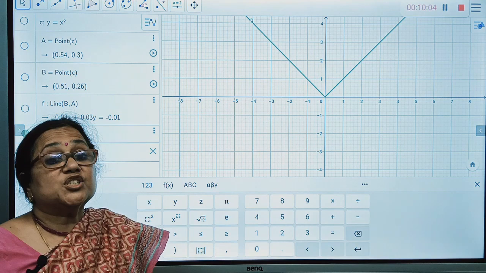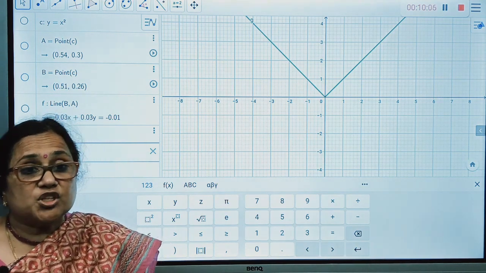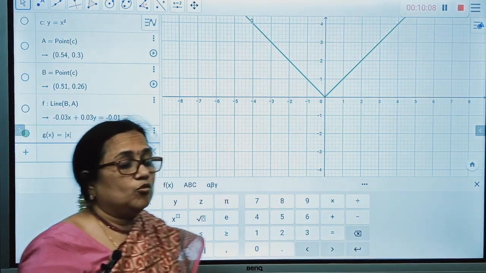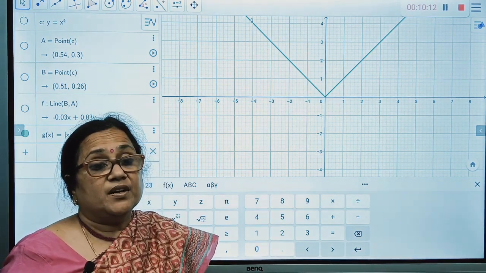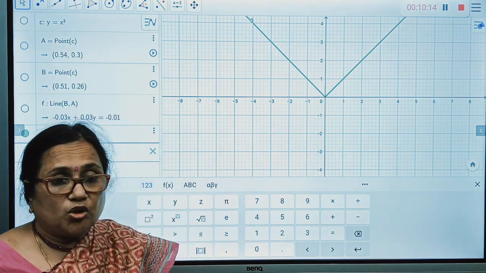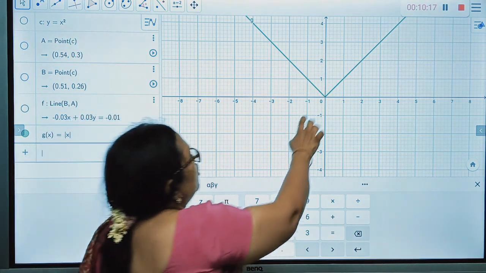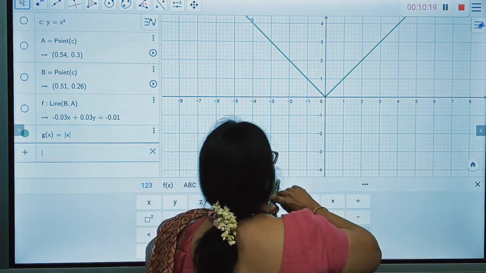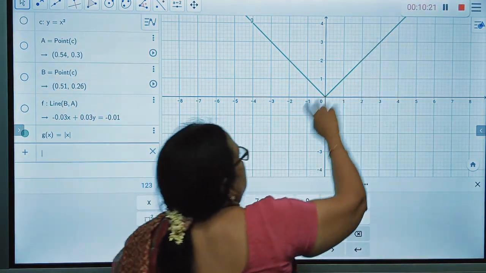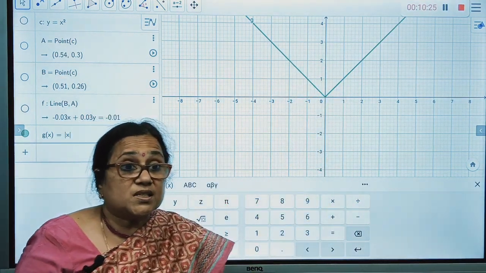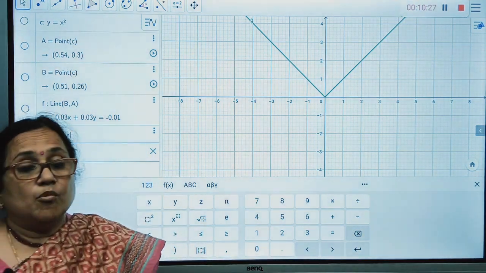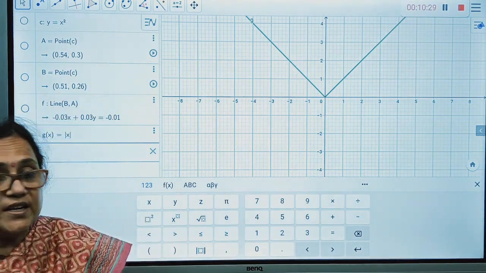And in what way is that sharpness connected to differentiability? What do you mean by derivative? Derivative is the slope of the tangent to a curve at a particular point. So if you look here, this portion represents y equal to x. This portion represents y equal to minus x, because mod x is x when x is positive. Mod x is minus x when x is negative.